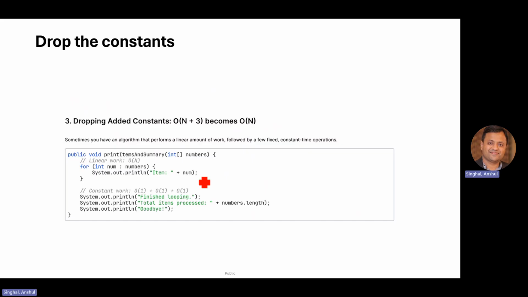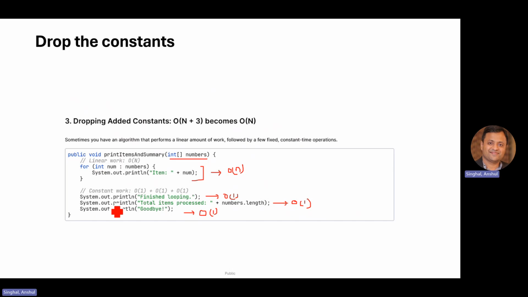Likewise, another example is this function which takes an array again. Here we print each element of the array in the first step. So how much is the time complexity? Order of n. Then here we are printing something, so order of 1, right? Again printing something, order of 1, and again, order of 1.